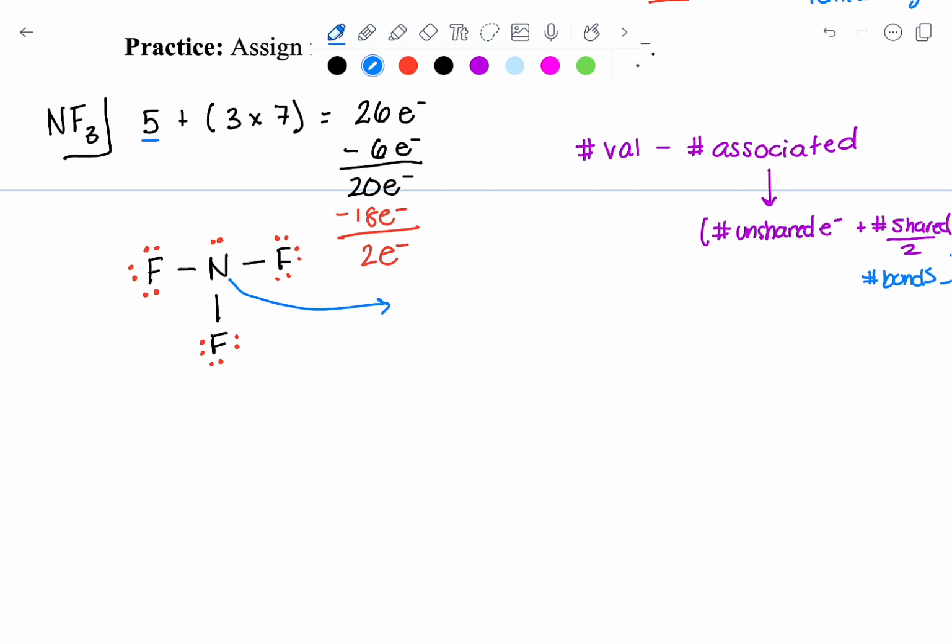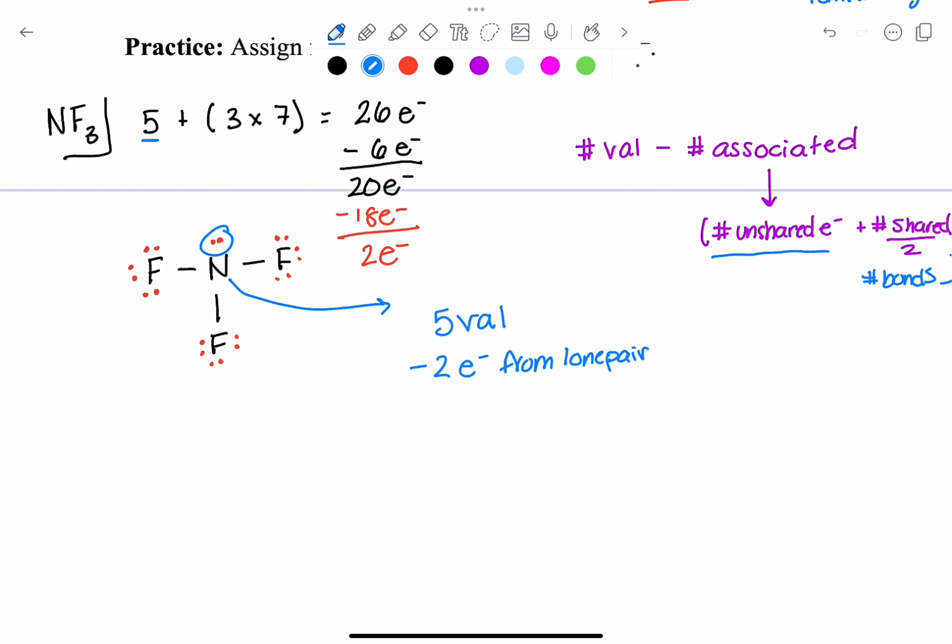Nitrogen has 5 valence electrons. We already knew that from counting our valence electrons to draw our Lewis structure. So we're going to take 5 valence. And now we're going to subtract off our associated electrons. So how many unshared electrons are there on this nitrogen? Well, I have a lone pair. That's not being shared. So 1 lone pair has 2 electrons. So I'm going to subtract off 2 electrons from my lone pair.